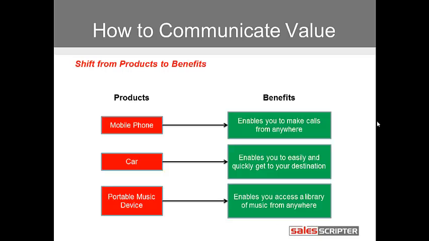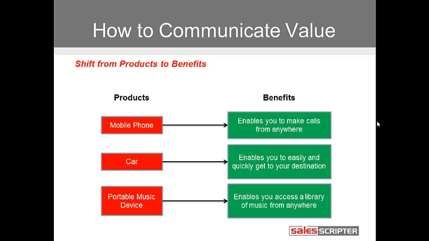So here is a list of products. These are products that you know exactly what they do. Everybody does: a mobile phone, a car, a portable music device, an iPod. You know what these do, so you can talk about them and you don't have to describe the value because everybody knows what they do. And it's almost ridiculous.